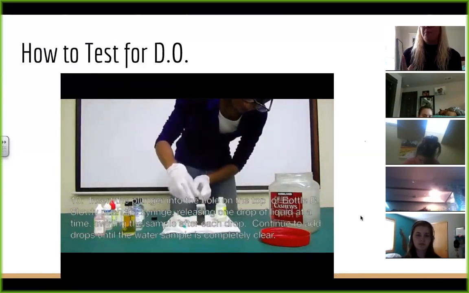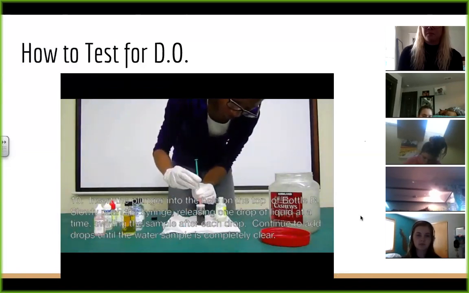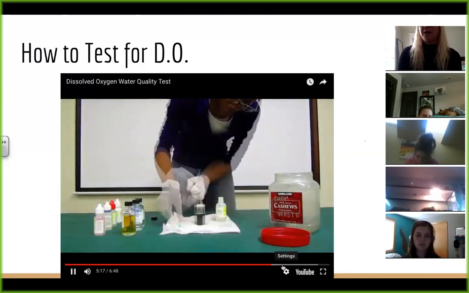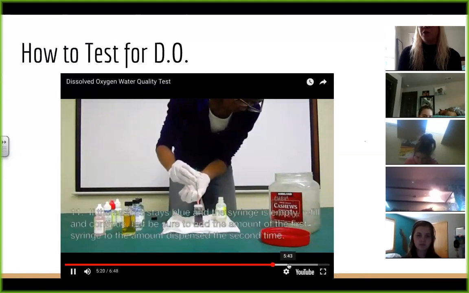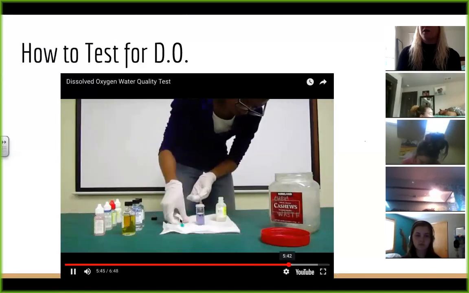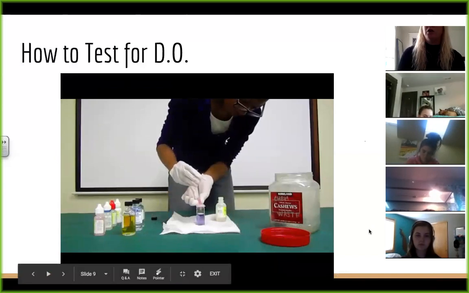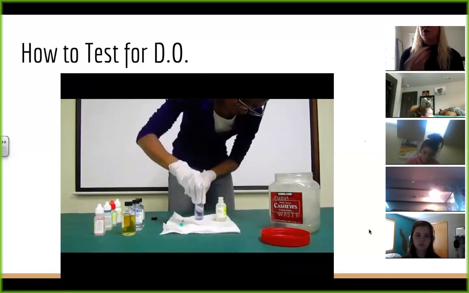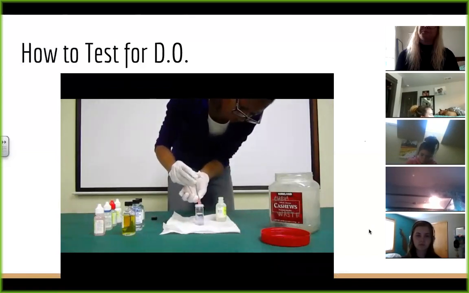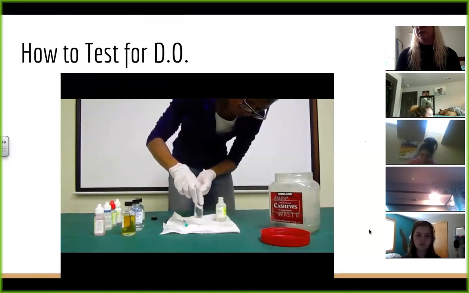And literally one drop can change it, which is crazy. So she's going to keep adding until eventually we end up seeing it starting to get lighter. So as you start adding this chemical, it gets lighter and lighter, and when it turns clear, you actually can read how much you added of the chemical, and it'll tell you how much dissolved oxygen is in that water. So she had to add a lot. That's a good sign. That means there's a lot of oxygen in that sample.